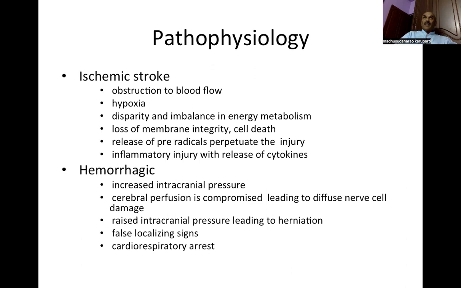Okay, so that results in the raised intracranial pressure, which again compromises the cerebral blood flow, ultimately resulting in diffuse neuronal injury, unless treated early. So that's why hemorrhagic stroke is associated with a high degree of fatalities when compared to ischemic stroke. So raised intracranial pressure sometimes leads to herniation, presenting with false localizing signs, and brainstem compression and herniation results in cardiorespiratory arrest.